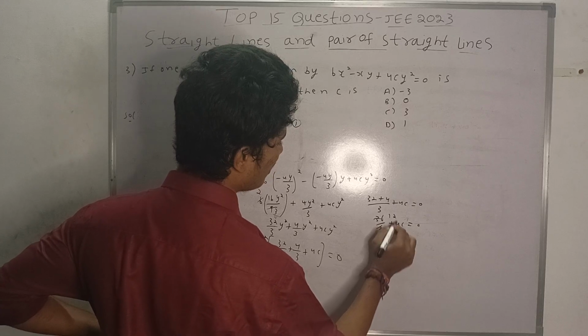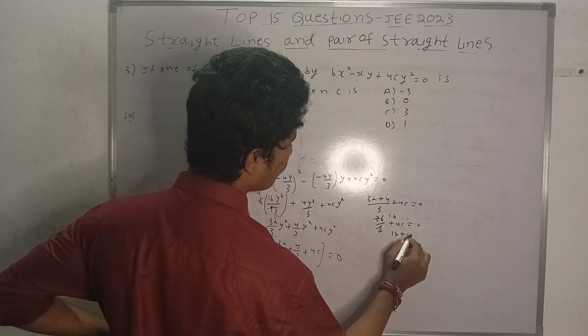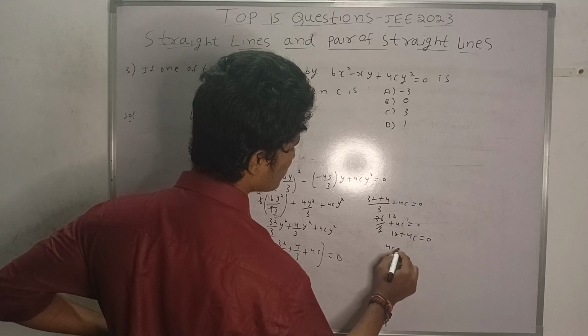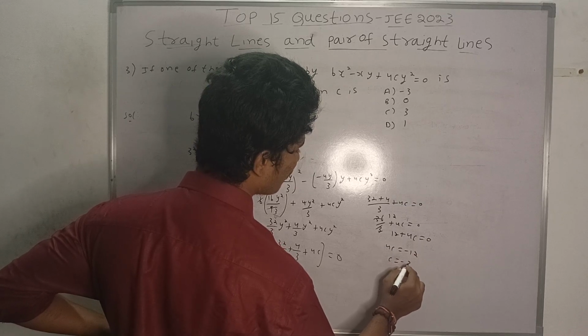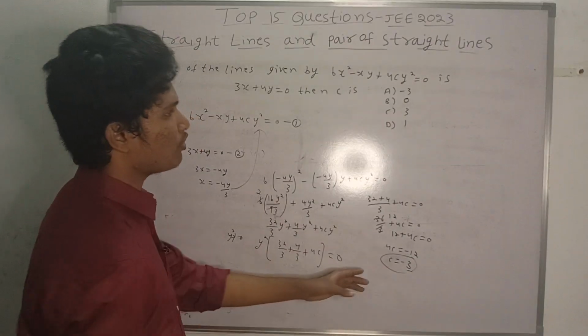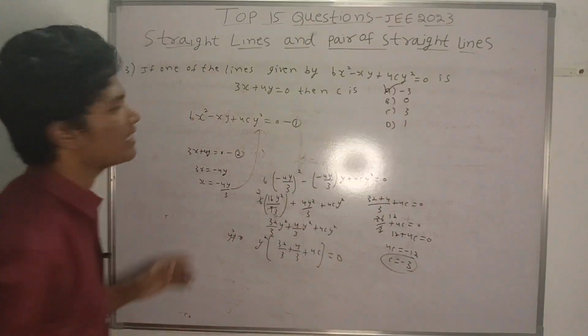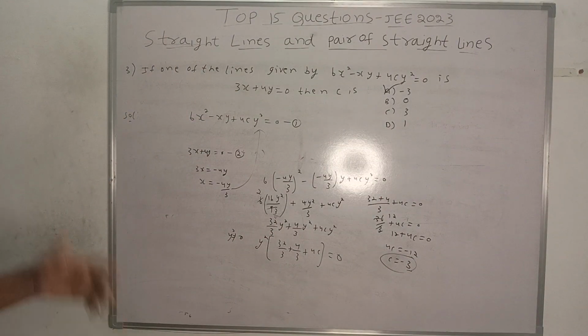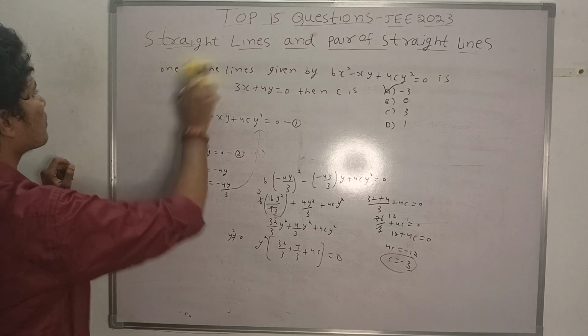This is 12, and 12 plus 4c equal to 0. 4c equal to minus 12, c equal to minus 3. So from this we got c equal to minus 3. So the answer is A. This is the pair of straight lines question from the previous year only.